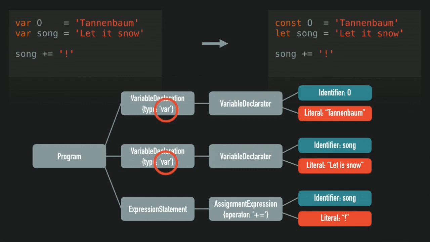So if we could just modify these 2 variable declarations and then serialize it again, we're basically done. So this is code modding. This is what it's all about. It's AST to AST transformations.